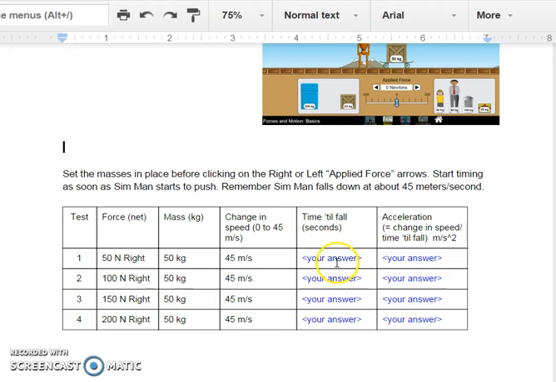So just go ahead and time that on a watch. You can count it, whatever way you can to get a reasonably accurate amount of time. And acceleration is our change in speed listed here, divided by the time it takes to fall. That time it takes to fall is the time that it took to go from 0 to 45 meters per second. For example, let's say it took 10 seconds. We would have 45 meters per second divided by 10 seconds. 45 divided by 10 would be 4.5. And our unit is meters per second divided by seconds, or meters per second squared.